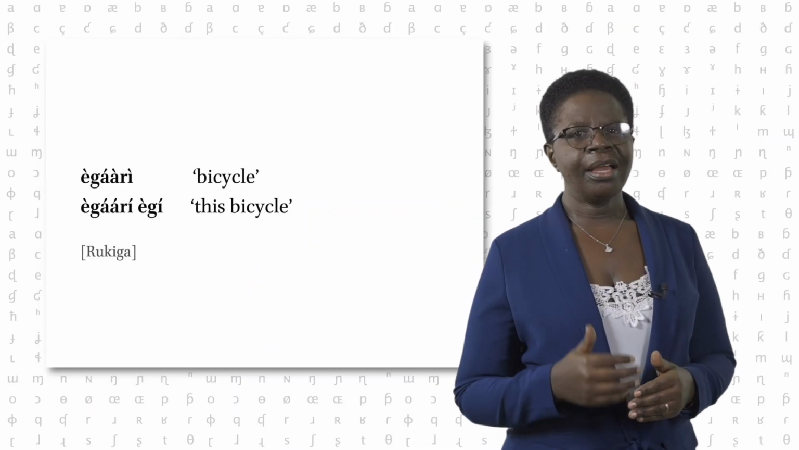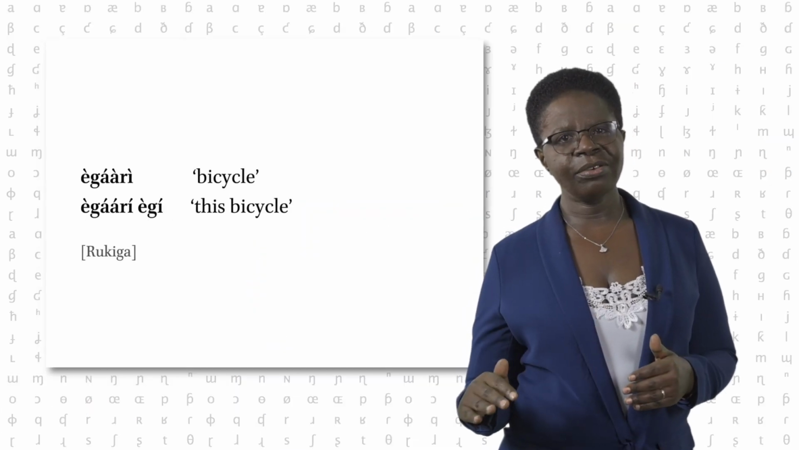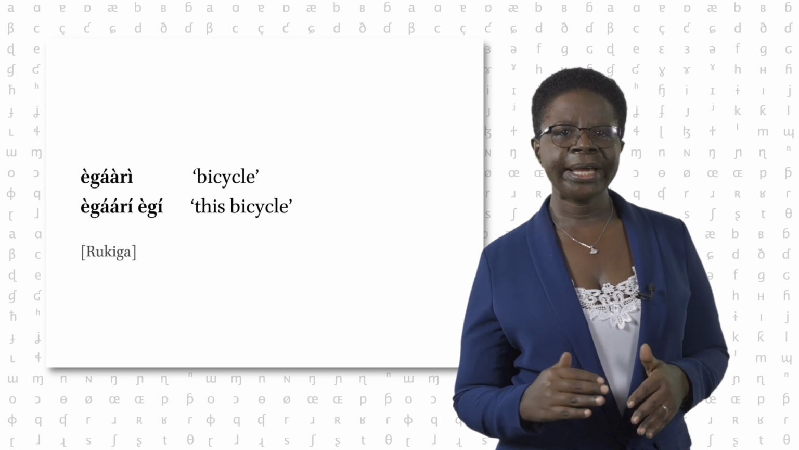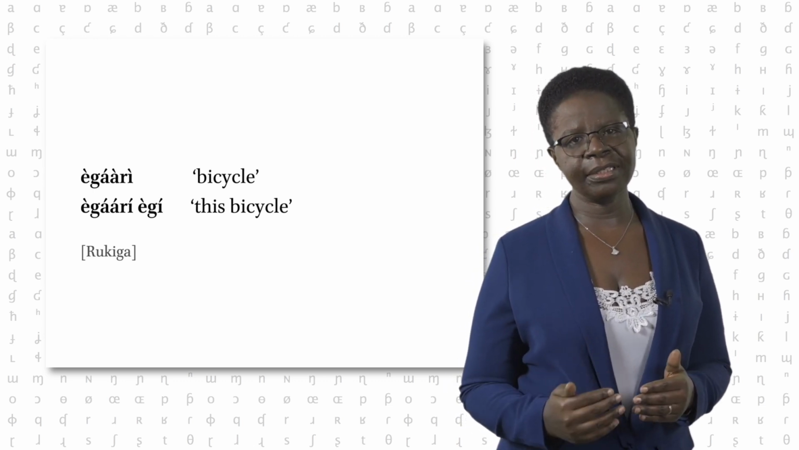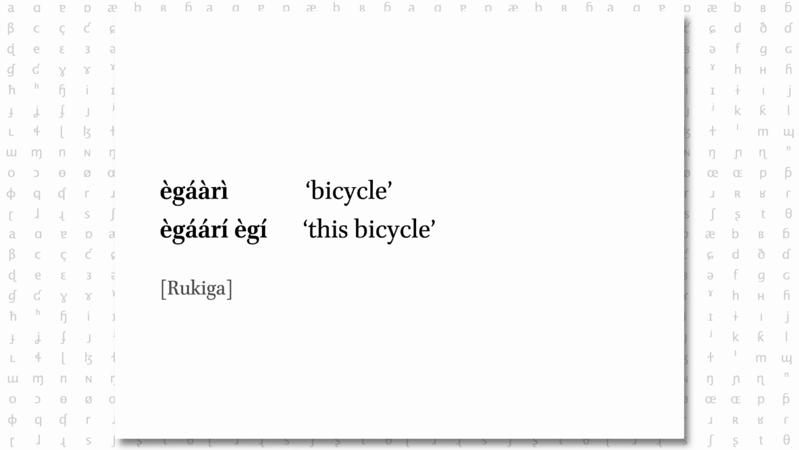One of the factors that play a role in how tone is realized is whether a word is at the end of an utterance or not. In Ruchiga, high tones spread to the end of the word if they are followed by another word, but don't spread if the word is at the end of a sentence. The word for bicycle in Ruchiga, egari, has a high tone, and this only spreads if there is another word after it. In this case, a demonstrative, egareji.